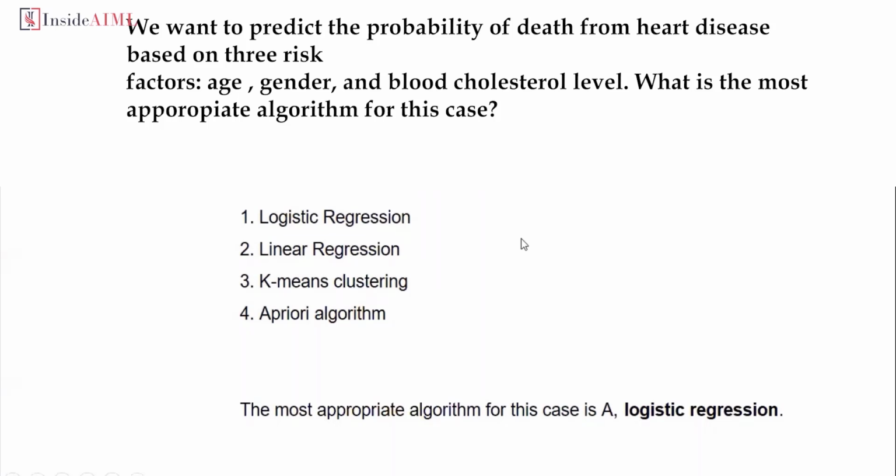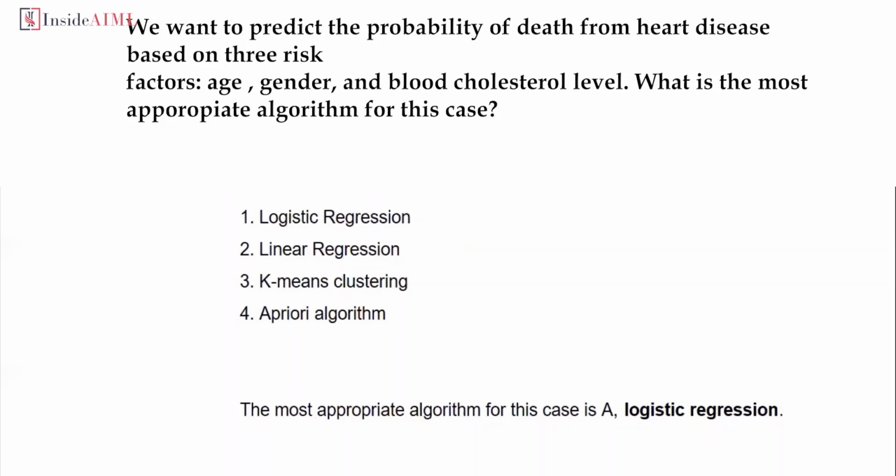Now you can see that the thing that you're trying to predict is a classification problem, that you're trying to build a model that can predict the probability of death. So the answer can be either the patient died or the patient didn't die. So it's a typical classification problem. So out of all the values that you have in the options, logistic regression is the only classification algorithm. As you can see, linear regression is a regression problem.